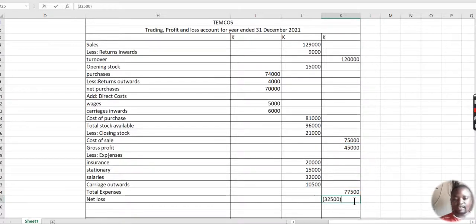Remember, in accounts, there is no negative. This one is just giving me a negative. Let's forget about that. So the loss must be in brackets. So Excel understands that brackets means negative, so it is returning negative, but there is no negative money.